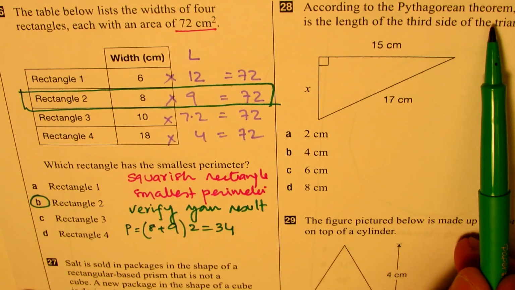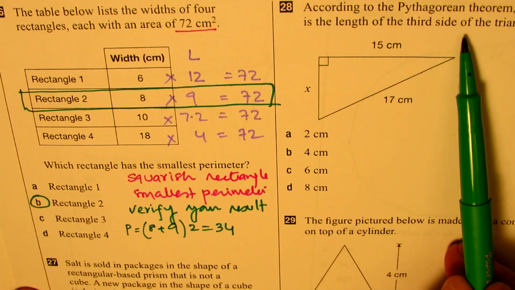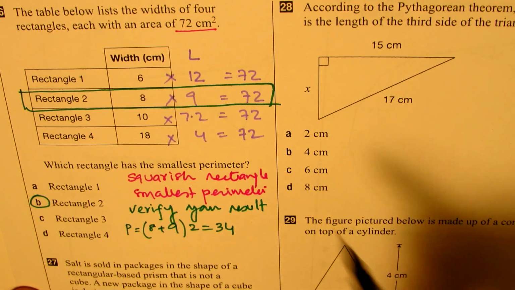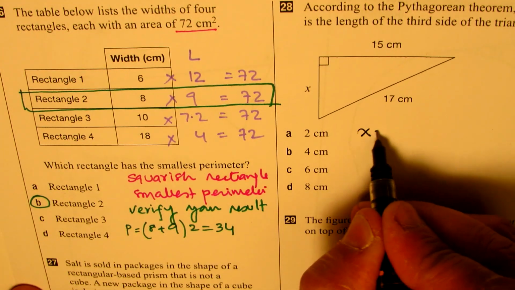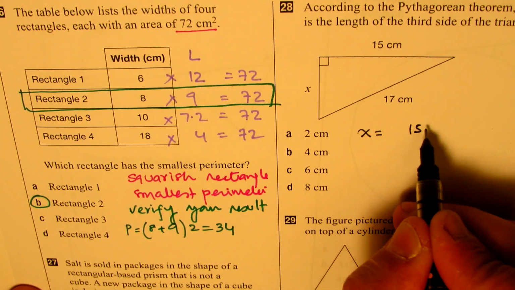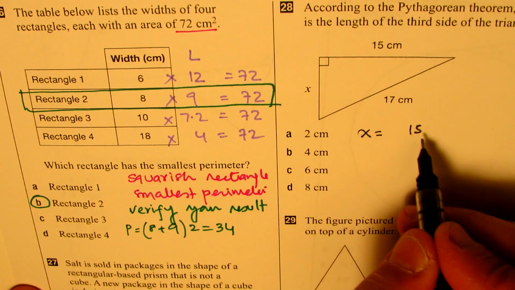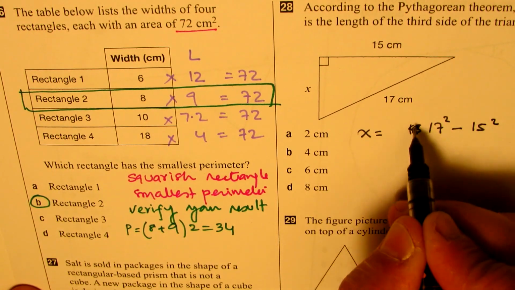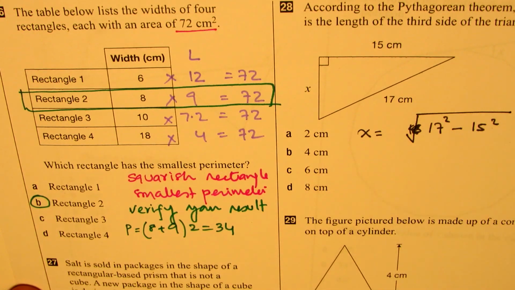According to the Pythagorean theorem, what is the length of the third side of the triangle? So we need to find x. Well, this is a smaller side, so x will be equal to 15. I should write 17 square first, right? So 17 square minus 15 square, correct? So that is how you're going to find the answer.